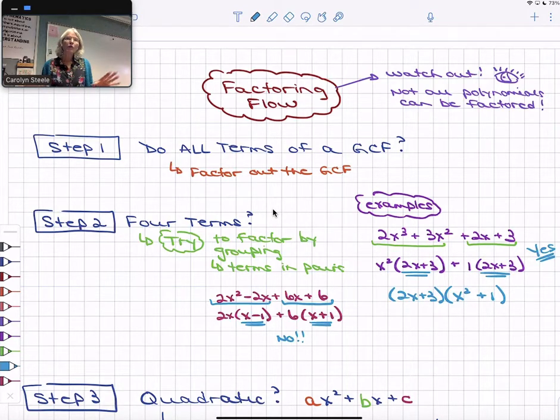All right, factoring by grouping is super helpful when you have 4 terms. There are more complex, sophisticated ways where you might have 5 terms or 6 terms, but really we're focusing on the 4-term version.